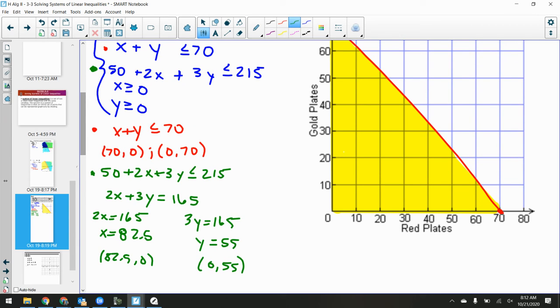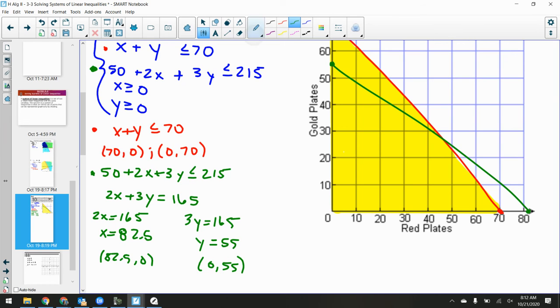So 82 and a half. The x value is 82 and a half, just a little bit beyond here. And then 55, right in the middle there. Okay. Ooh, a little curve at the end there. That's okay.